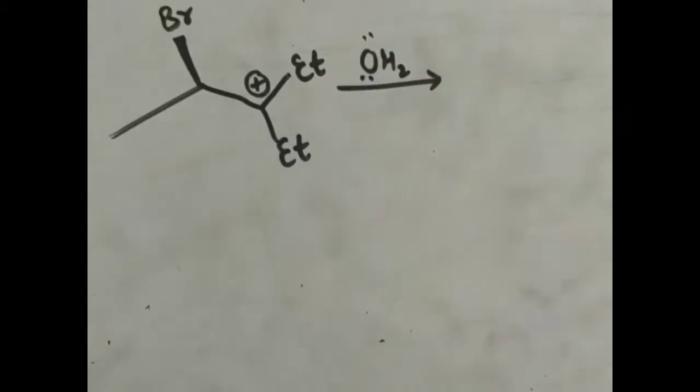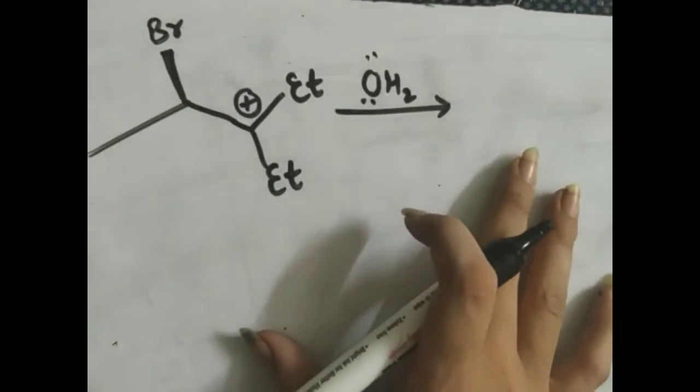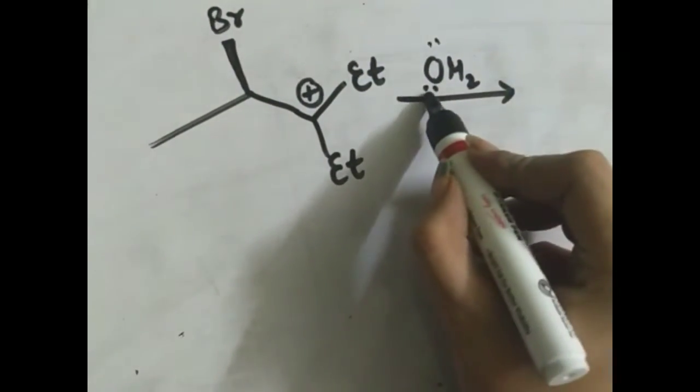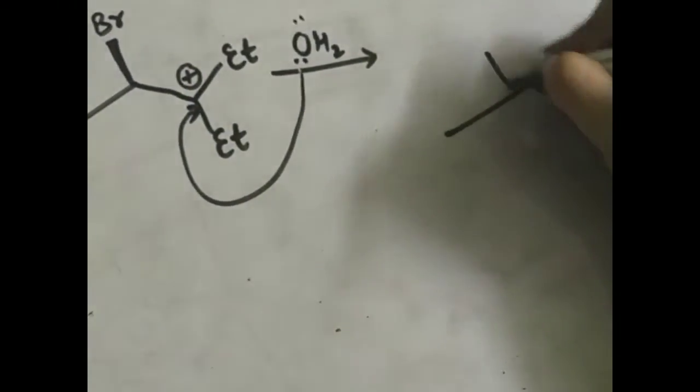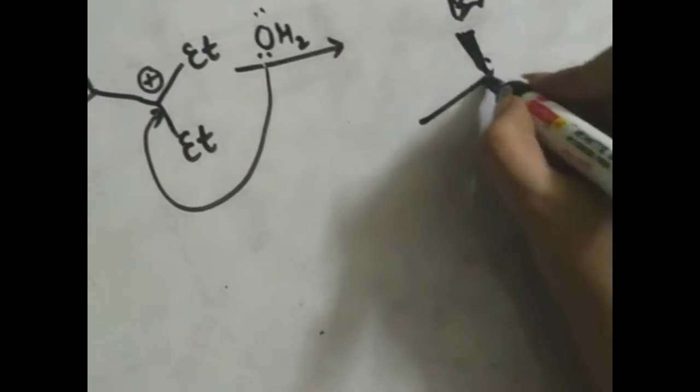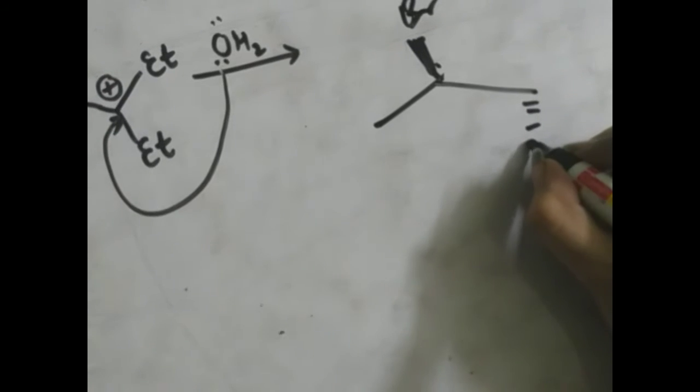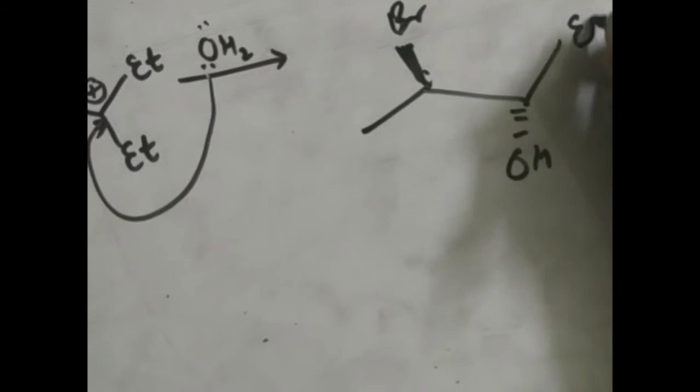this water comes and it attacks here. Okay, I'm rubbing the extra things. So we have gotten this so far. So now just water will come here. Okay, and we will obtain OH, and it will be just anti to this bromine. Okay, if Br is above the plane, then the OH group which we are going to obtain will be below the plane. Okay, so this is what we have got.